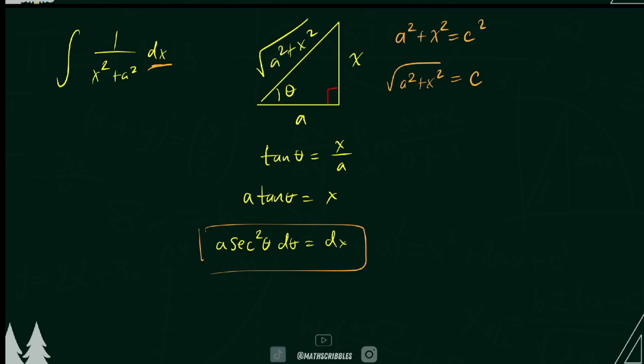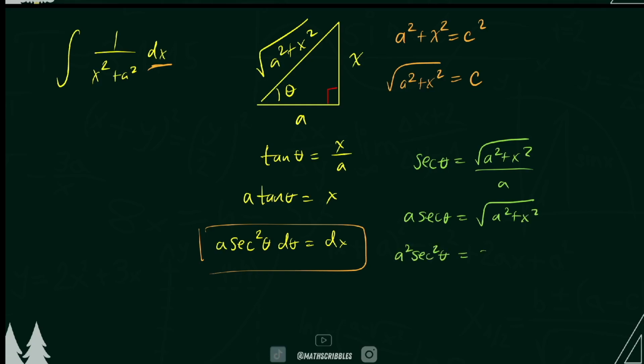And so now let's do one final thing where we need to find the value for x squared plus a squared. Luckily for us, we have that on the triangle, and we can do secant theta is equal to the hypotenuse, root a squared plus x squared, over the adjacent, which is a. Let's move that to the other side. And this is the first time when we actually have to square both sides because the original integral has no root. So we have a squared secant squared theta is equal to a squared plus x squared.